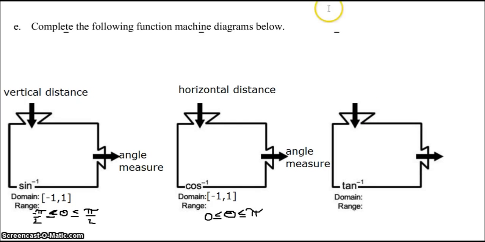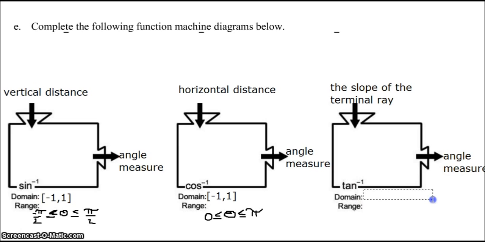Okay, so then for the inverse tangent function, we input the slope of the terminal ray of an angle. Our output is the angle measure that results in that terminal ray. And the domain is actually all real numbers, and we restrict the range just from negative pi over 2 to pi over 2.